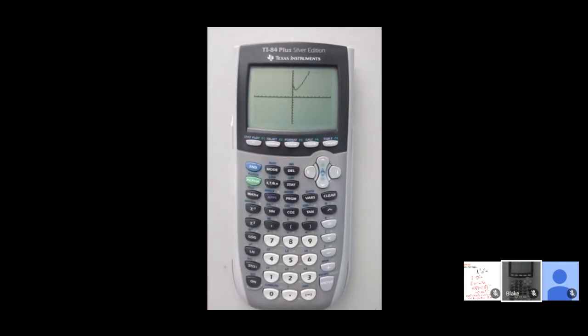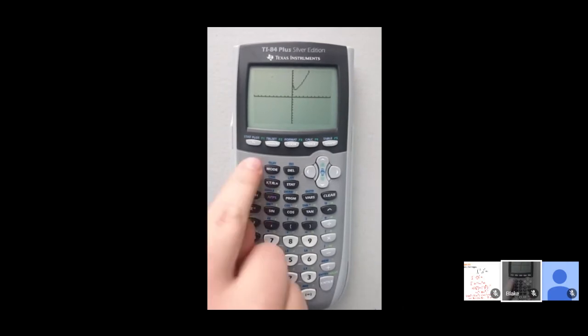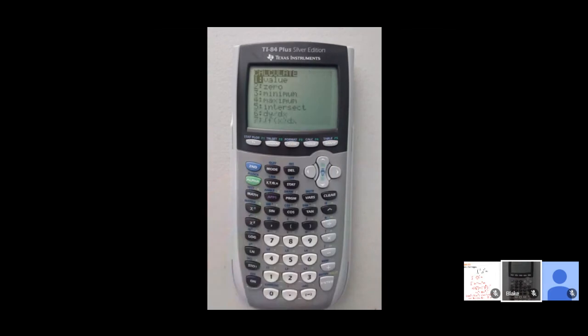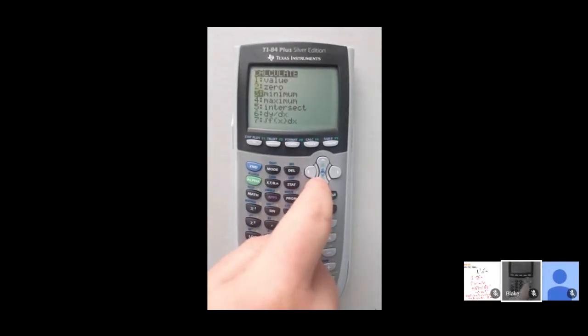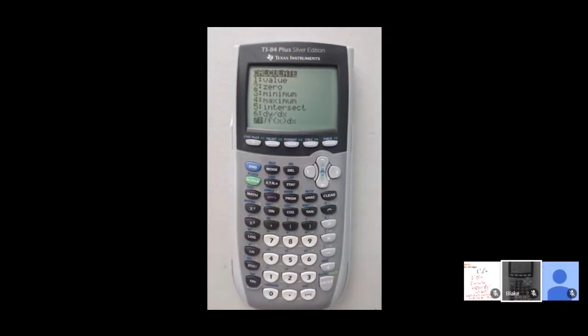We're looking for the integral now from 1 to 4 for this function. If you press second trace, that's our calculate menu. Notice number 7 there says integral of f of x dx. I'm just going to scroll down to my integral of f of x dx. The first thing it asks for is my lower limit.